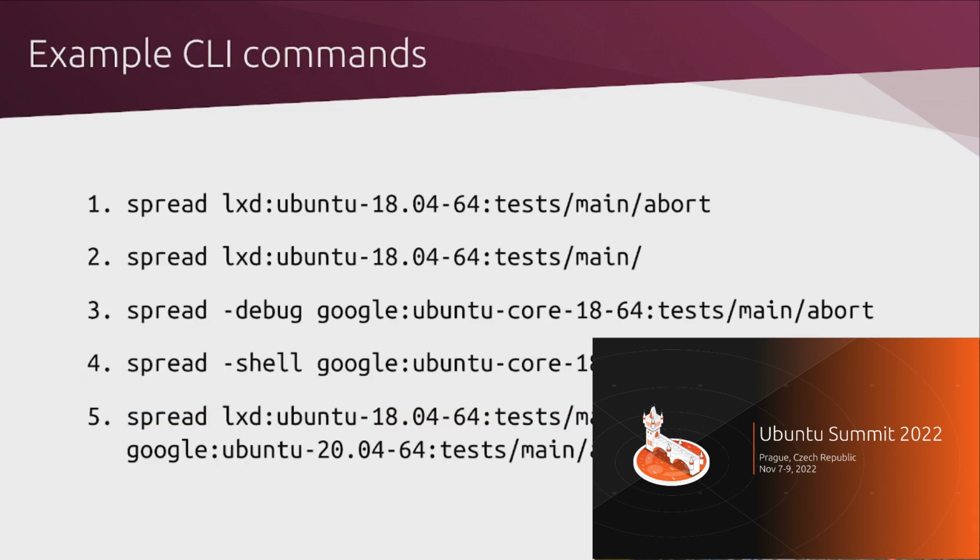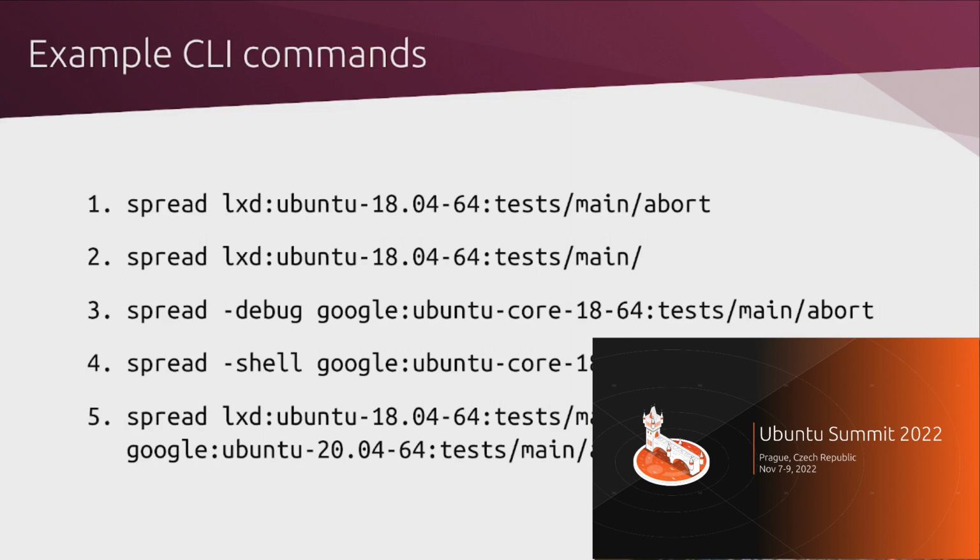Well, let's see some examples. I tried to make simple things. You just use spread, where you want to run, which system you are going to use, and the test. This is the test we have in snapd. But then you can also run spread with the system and a test suite, and it will run the whole test suite.